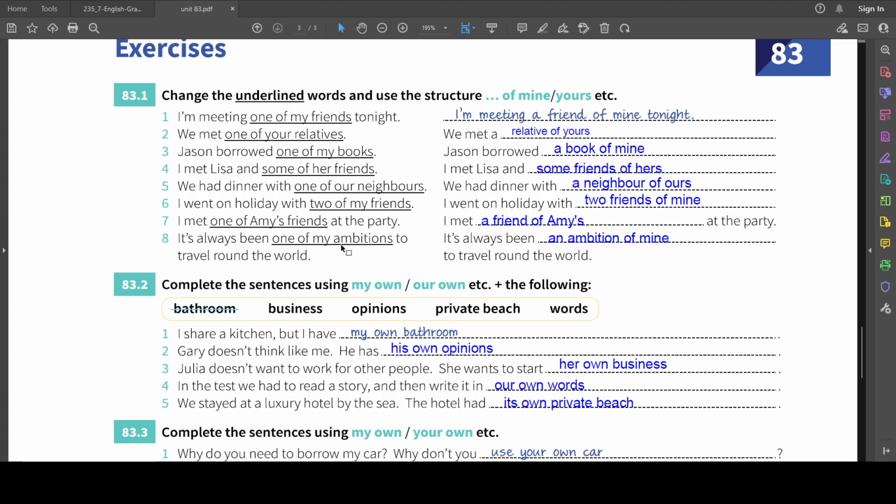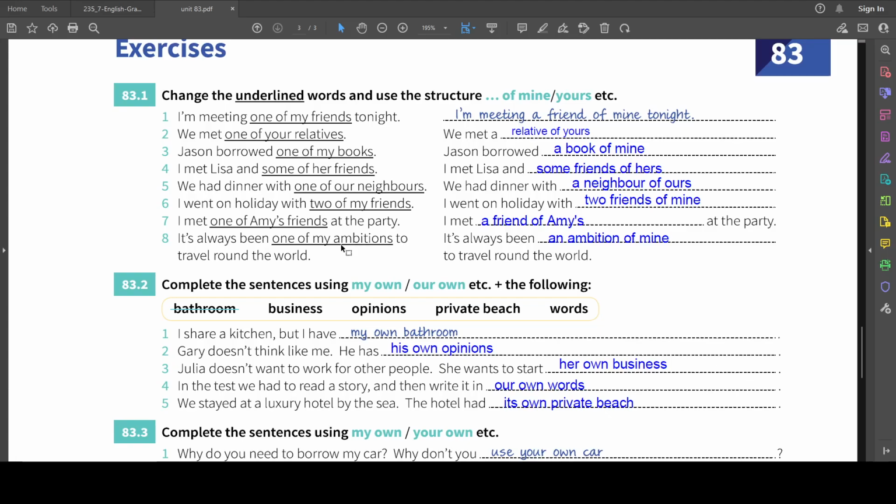For example, I'm meeting one of my friends tonight. Another way to express this idea is, I'm meeting a friend of mine tonight. Another example: we met one of your relatives. Or we met a relative of yours.